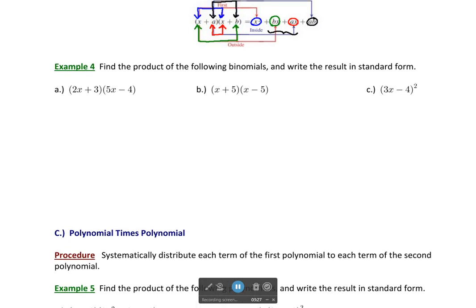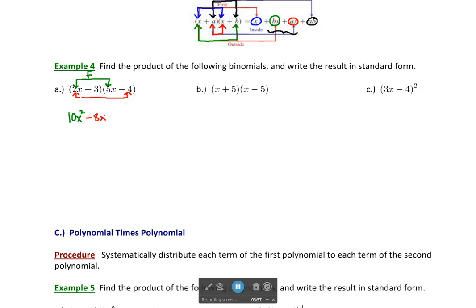Find the product of the following binomials and write the result in standard form. So we have the binomial 2x plus 3 times the binomial 5x minus 4. So we're going to begin by multiplying our first terms together. 2x times 5x gives us 10x squared. Then we'll multiply our outside terms together. That's going to be 2x times negative 4. That gives us negative 8x.